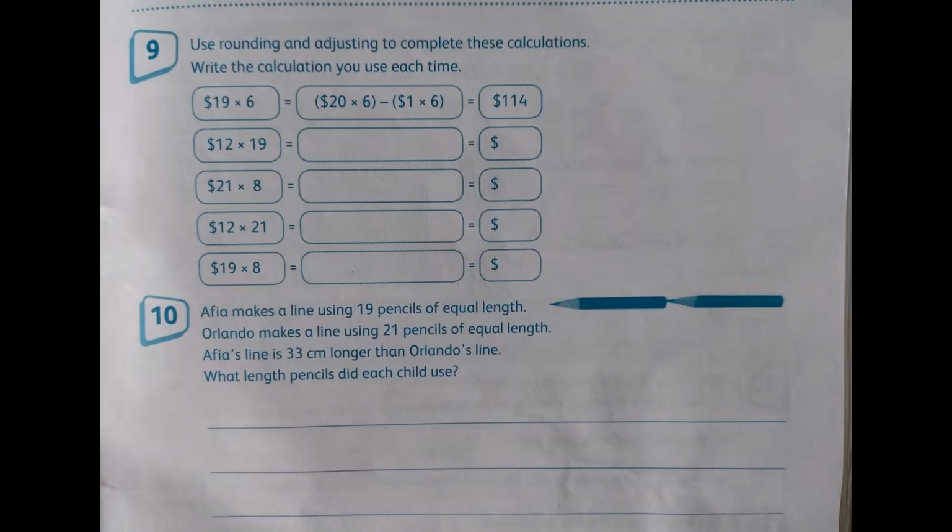Number 10 here is the problem that says: Afia makes a line using 19 pencils of equal length. Orlando makes a line using 21 pencils of equal length. Afia's line is 33 centimeters longer than Orlando's line. What length pencils did each child use?